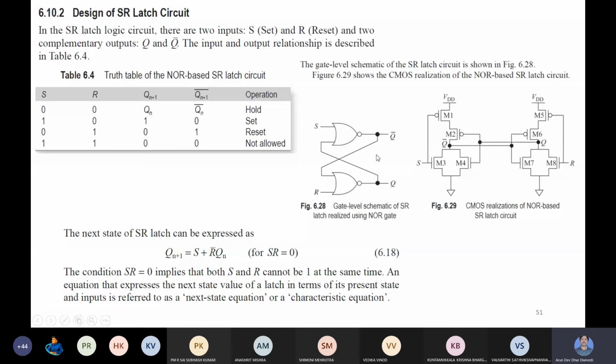problem, a synchronization problem. So we can also add a clock: S ANDed with clock, and R ANDed with clock also. So by using two AND gates, further two AND gates are connected. The SR flip flop design, the previous design, the same design is used, with an additional AND gate, and S is ANDed with clock, R is also ANDed with clock.